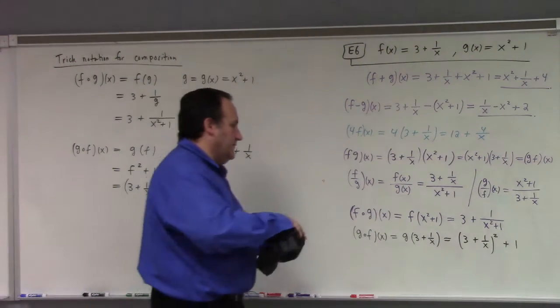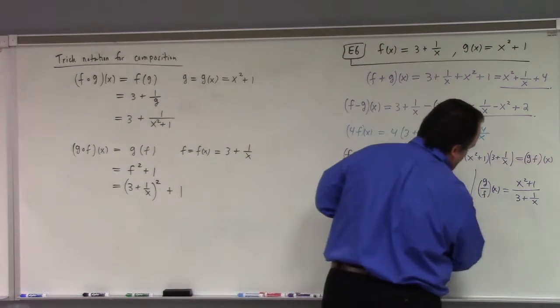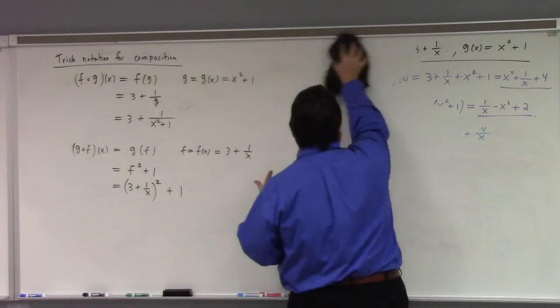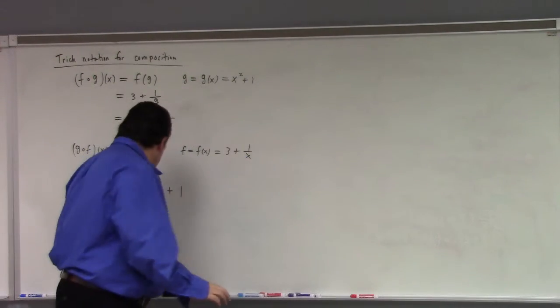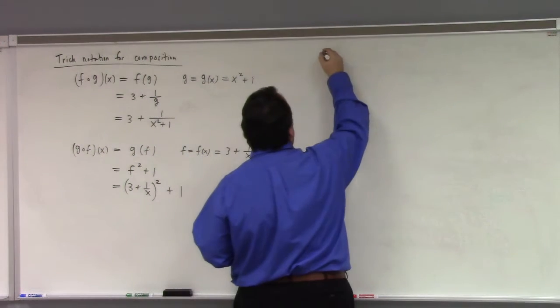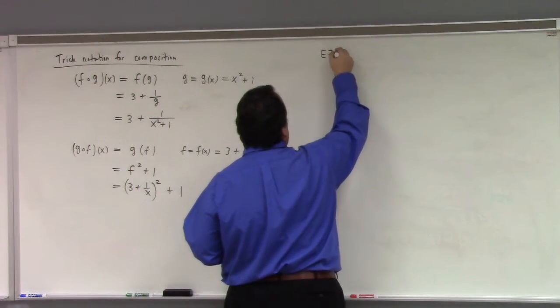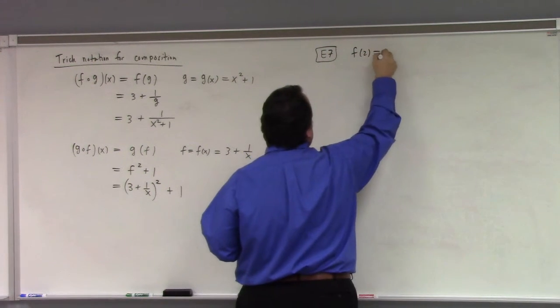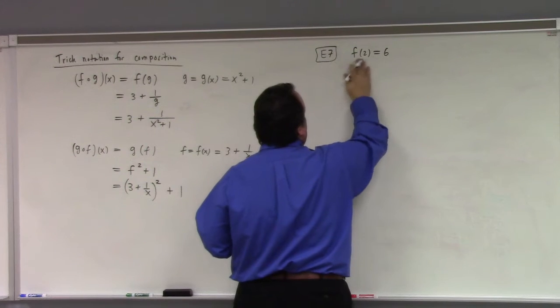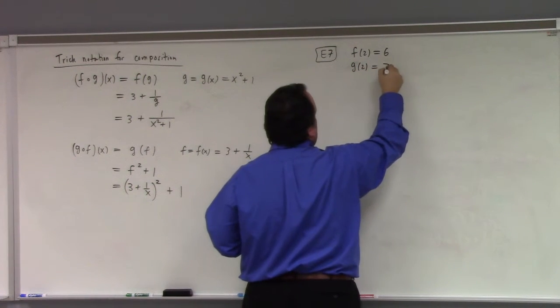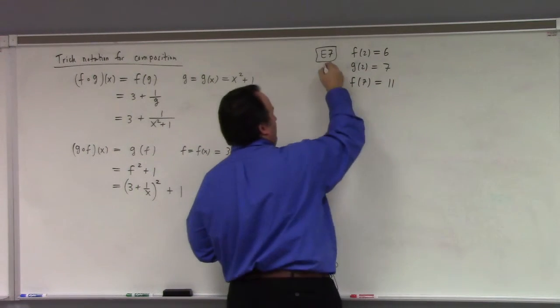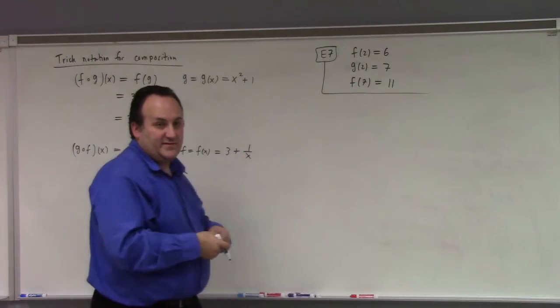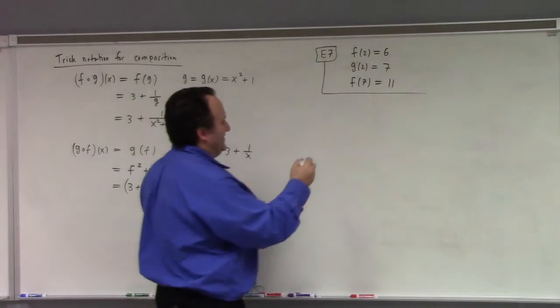So, the final example for today. What if instead of having formulas, you just have numbers? Example 9, I think. Suppose you know f of 2 equals 6, g of 2 equals 7, and let's say f of 7 equals 11. So if that's all the information you have, you don't have formulas, you just know these values. You can still calculate things, right?